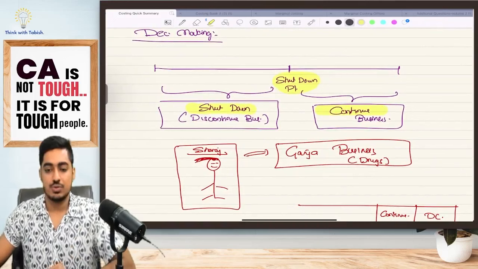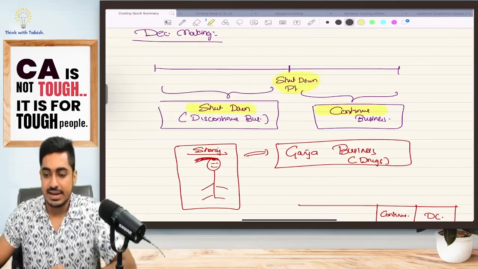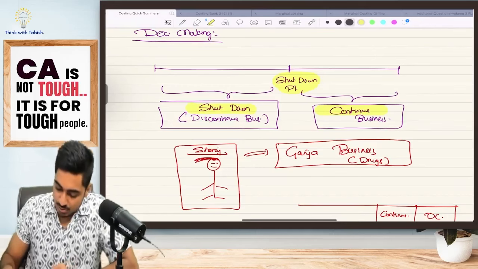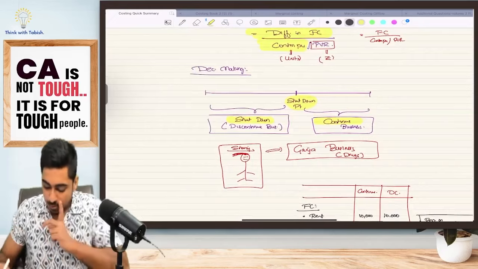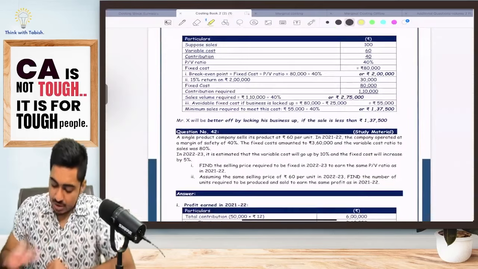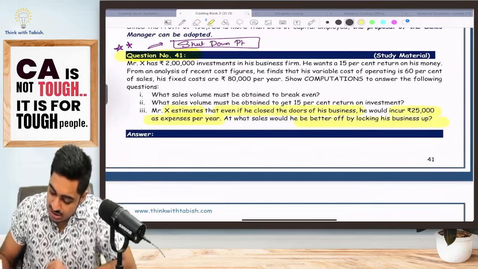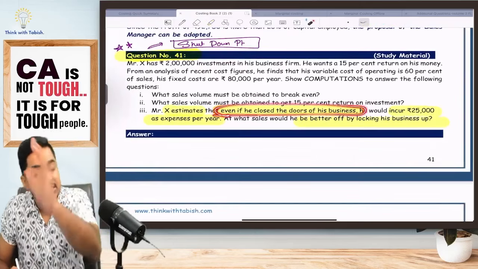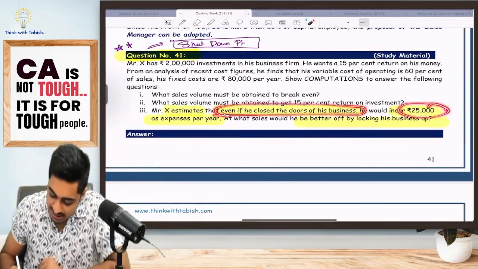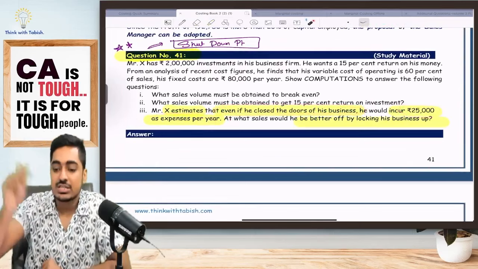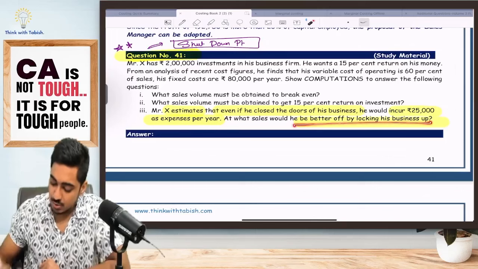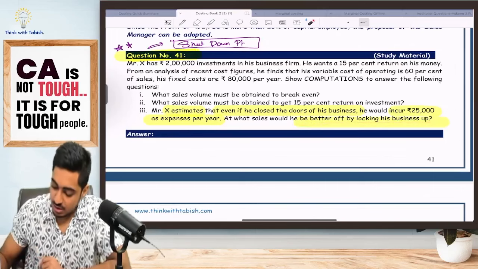Okay. So pay attention, everyone. Let us continue. Based on this, let us try looking at this question, students. What is this question telling? Question is telling that Mr. X estimates that even if he closes the doors of his business, that means even if he shuts his business now, he has to incur 25,000 as fixed cost. At what level of sales would he be better off by locking his business up?